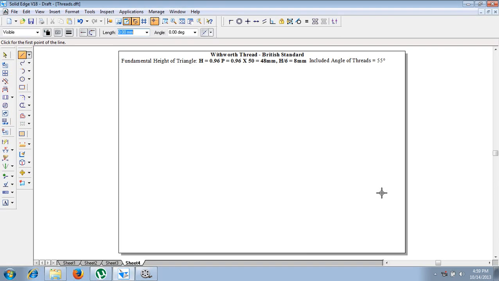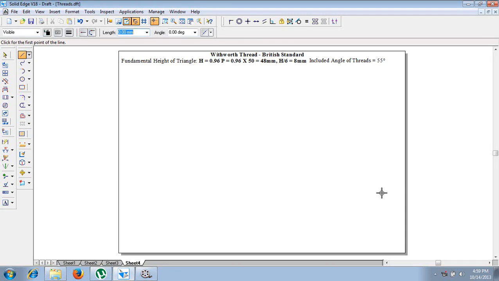Now let me explain how to construct a Whitworth thread, that is nothing but British standard thread. The fundamental height of a triangle is given by h equals 0.96 times the pitch. Let us assume the pitch value as 50 mm, so the fundamental height of the triangle becomes 48 mm. Here the crest and root values are both h by 6, which is nothing but 8 mm.